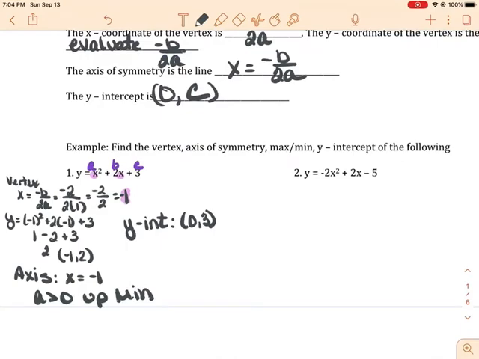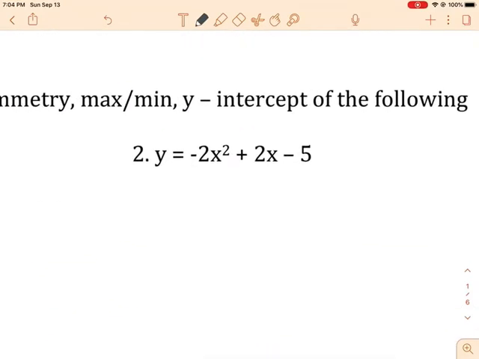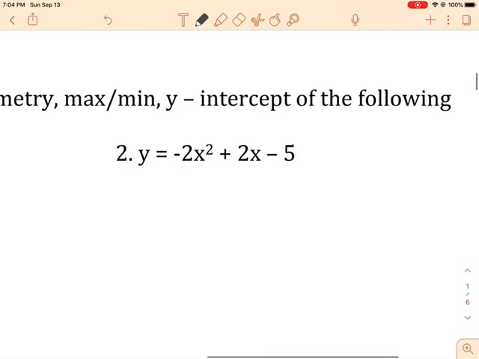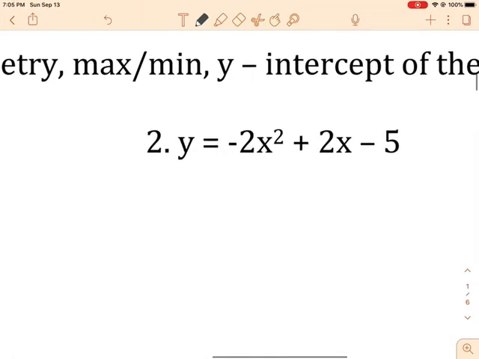Okay. All right, let's try this one. So again, x equals negative b over 2a.